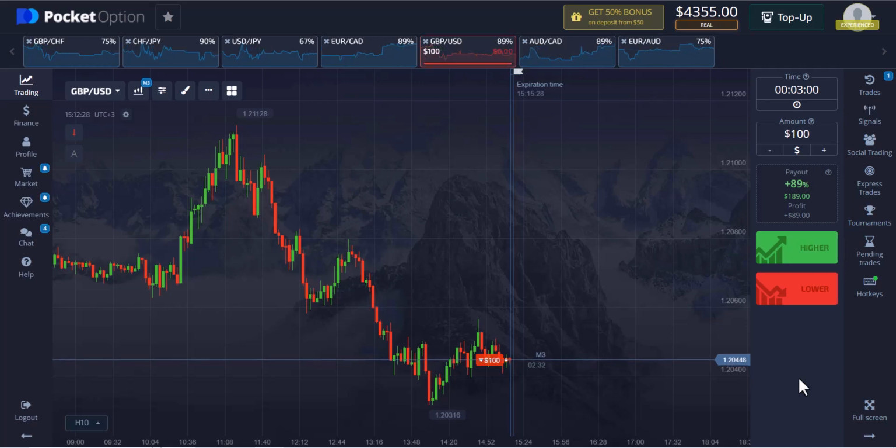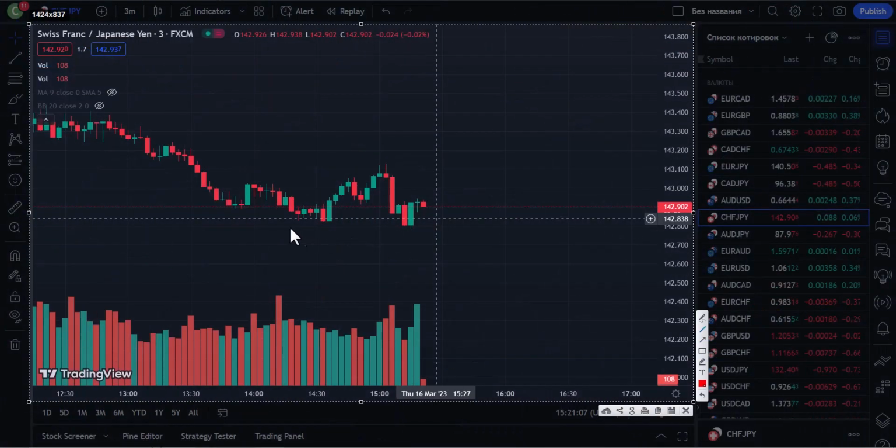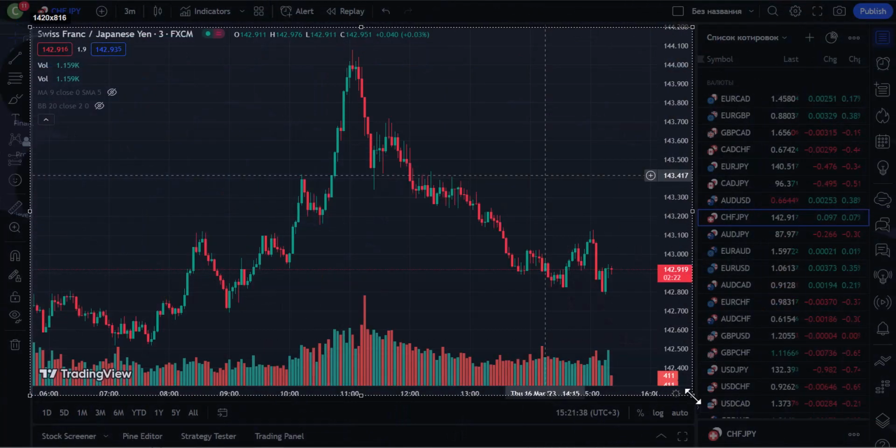Let's pause here and pick up our second win, and move to our last pair of the video, Swiss franc to Japanese yen. We will invest in the continuation of the price growth after the reversal from the support level. So let's switch to the broker and open a deal for 100 with 3-minute expiration time for the price increase. And back to the trading view.